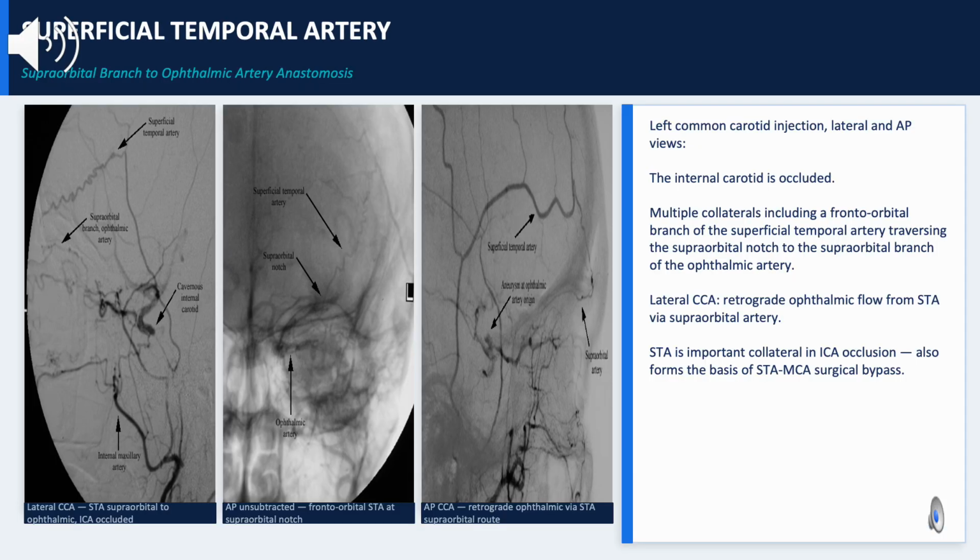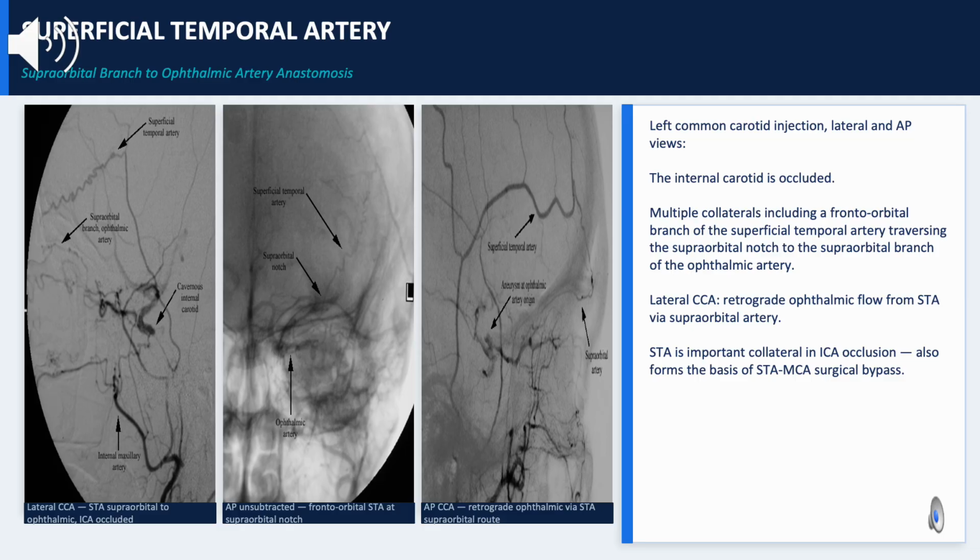The superficial temporal artery, or STA, is unique among ECA branches because it has both a natural anastomotic connection to the ophthalmic artery and forms the basis of the most common surgical bypass procedure for ICA occlusion. The supraorbital branch of the STA traverses the supraorbital notch, a bony channel that can be palpated on physical examination, and connects with the supraorbital branch of the ophthalmic artery. In ICA occlusion, this connection provides retrograde ophthalmic flow, as demonstrated here in 3 projections.